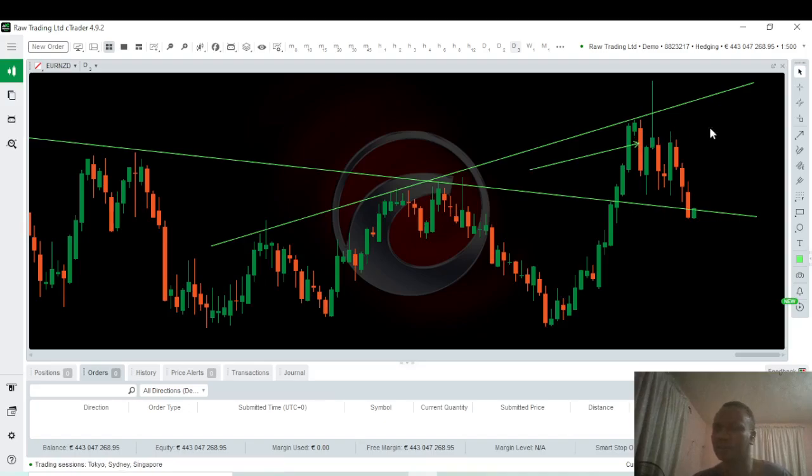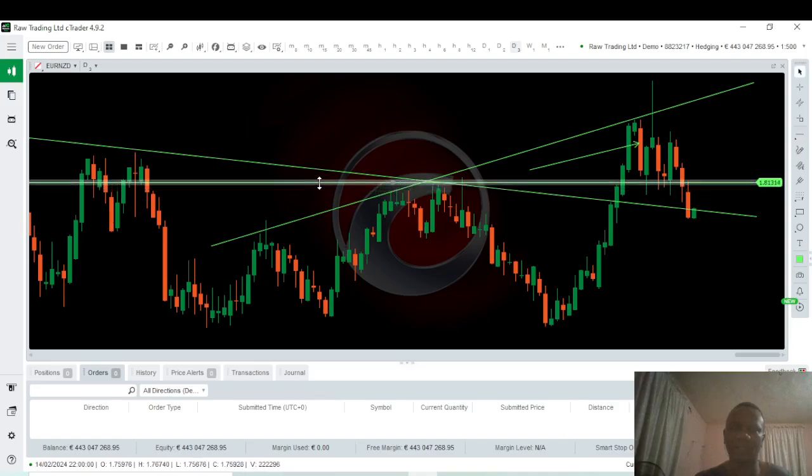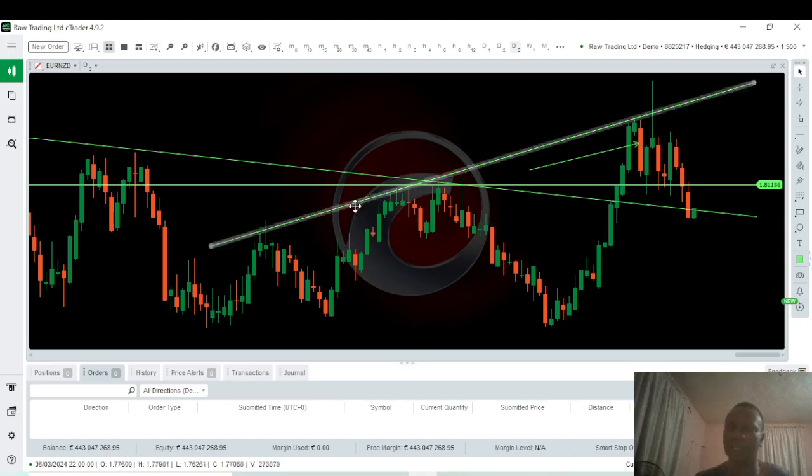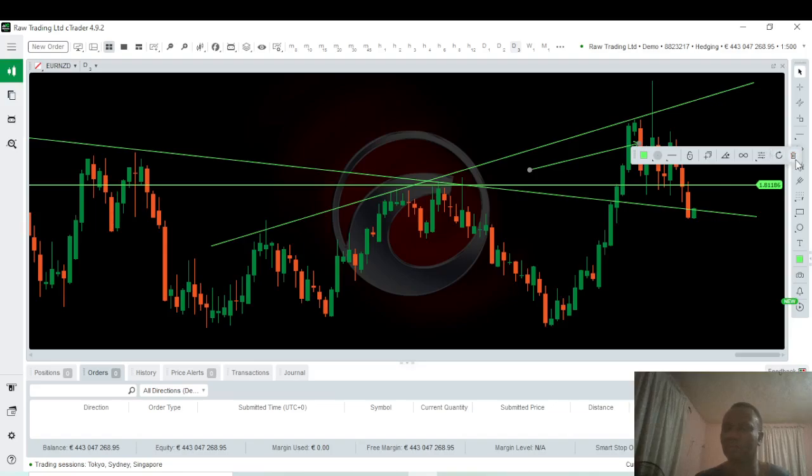Then after that, what happened? Price actually moved down. Then it hit this resistance. When price got to this resistance, it had to react down here, and then it went back up. So there's a kind of manipulation right here.